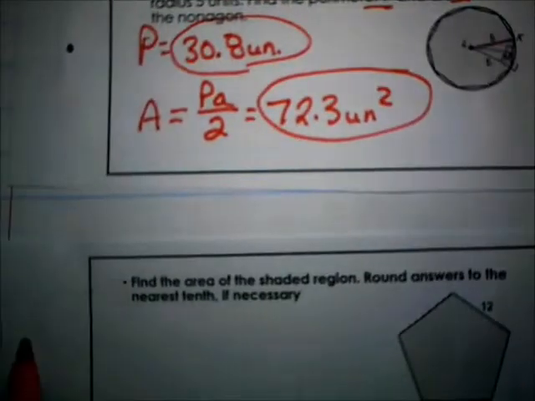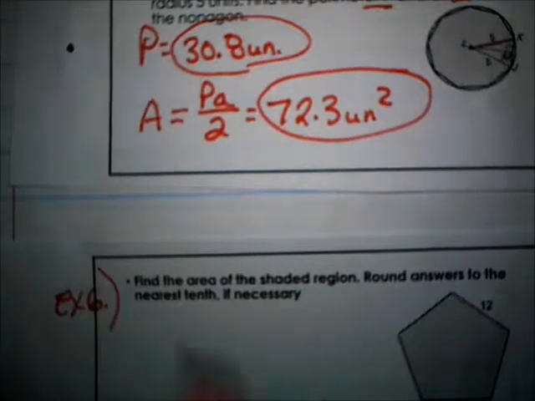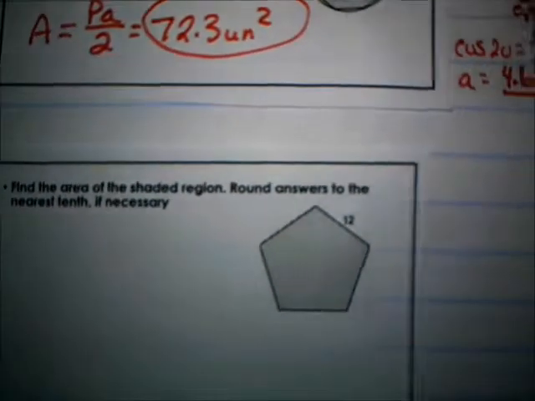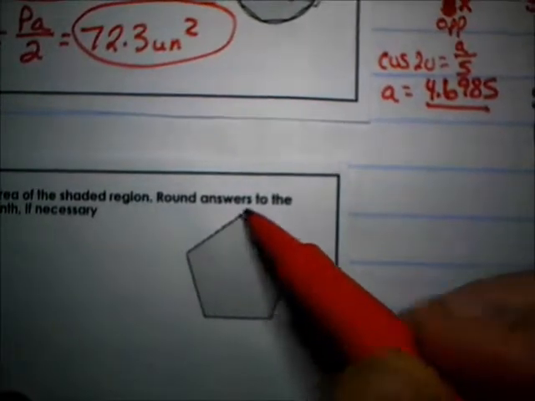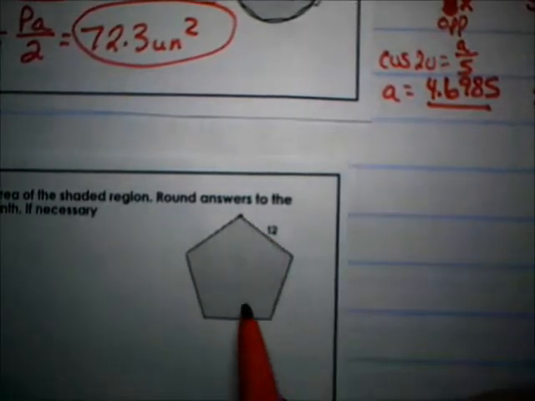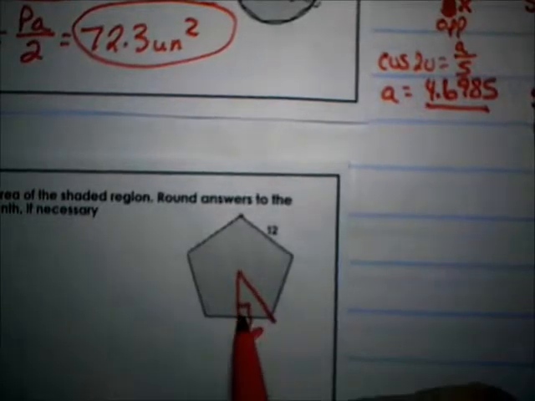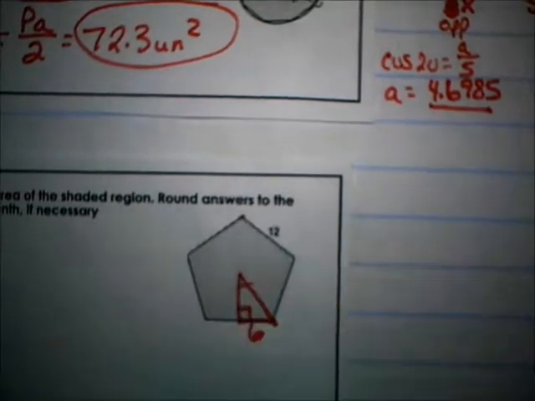Okay, here is example number 6. Find the area of the shaded region, answer it to the nearest degree. So what I'm given here is that a side is 12. So if I draw a right triangle on here, I know that this little piece down here is 6, and I've got to find that angle.